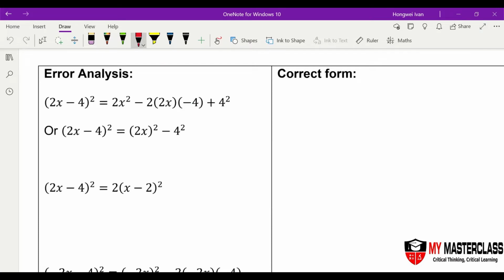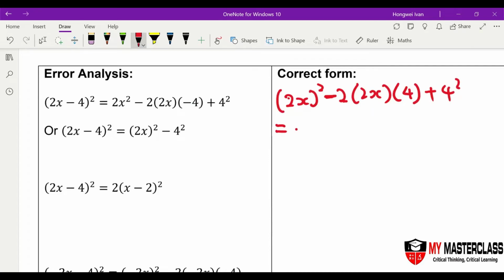Yeah, there are actually two mistakes. The first mistake is the 2x must be in the bracket square right now. Then minus 2ab. The minus actually accounts for the negative 4 already. So that means the 4 doesn't need to have a negative, plus 4 square. So you should get equals to 4x squared minus 16x plus 16. Okay. So all these are wrong. You can put a cross down there.